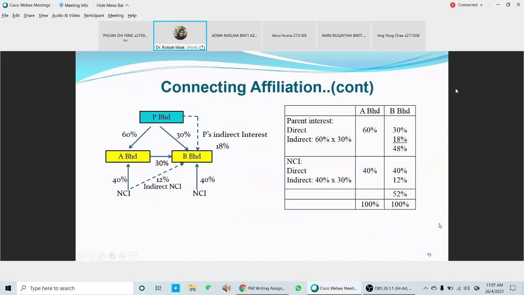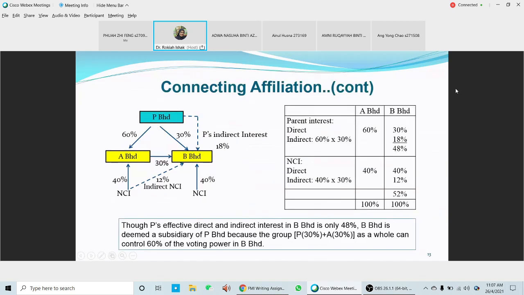Okay, so this is what we have. This is another example that we have here. Parents to A is 60%, and then the NCI has another 40%. A to B is 30%. Parent's direct interest here is 30%. Parent indirectly here, 60 times 30.